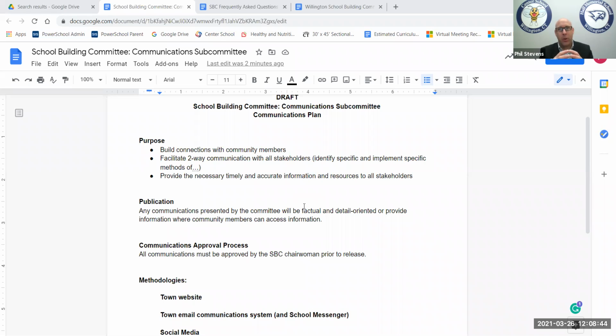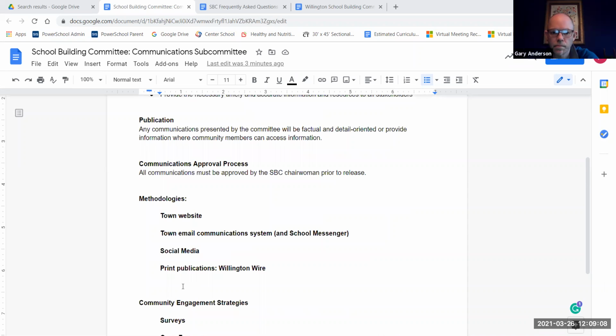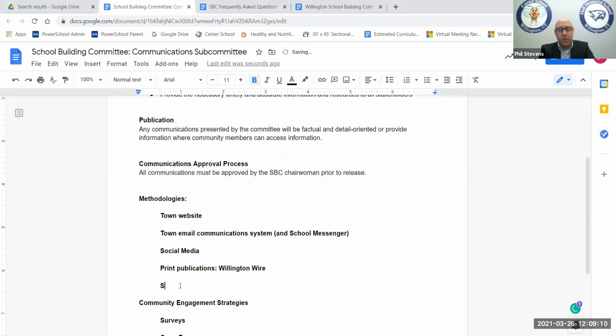It's about factual information, and maybe we need to identify in this document that people shouldn't expect us to respond to social media. If there is a response on social media, it will simply state, here's where you can find the factual information. The piece that I forgot to put on here is we do have an SBC email.